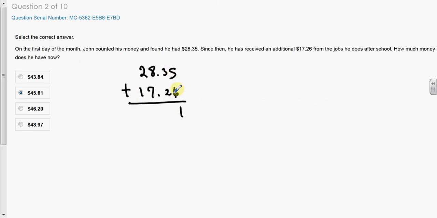So when we add, 5 plus 6 is 11. 3 and 2 is 5 plus 1 is 6. Bring the decimal, it stays in the same position. 7 plus 8, 15. 2 plus 1 is 3 plus 1 is 4. $45.61.